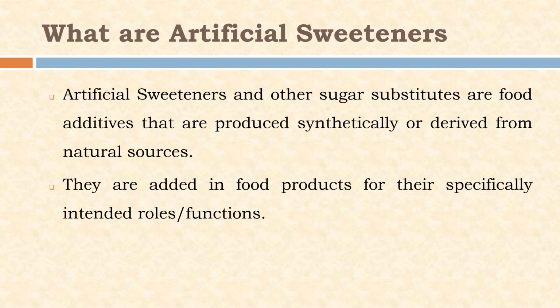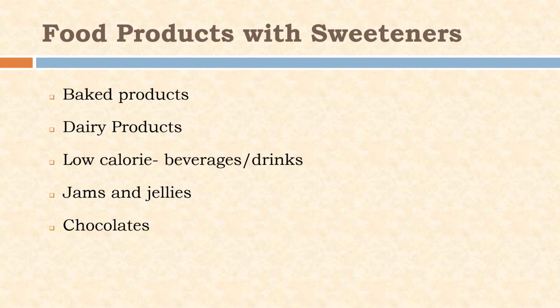So what are artificial sweeteners? Artificial sweeteners and other sugar substitutes are nothing but the food additives. They may be produced either synthetically or from the natural source. So natural sources may be the foods which contain natural sweet substances in them from which these artificial sweeteners are derived. So these are added to the food products for their intended roles or functions. So each sweetener will have different functional roles for which they are added in the food products. So sweeteners are majorly used in products such as baked products, dairy products, in beverages, jams and jellies and chocolates.